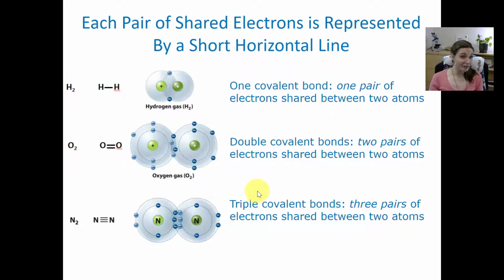Sometimes we'll see triple bonds, and that's when we have a total of 6 electrons, or 3 pairs of electrons, that are shared. Like in nitrogen gas, which is most of our atmosphere. We have nitrogen sharing 3 pairs of electrons with a second nitrogen atom, and so we'll have 3 lines, 1, 2, 3, okay? And so that's what these lines mean.